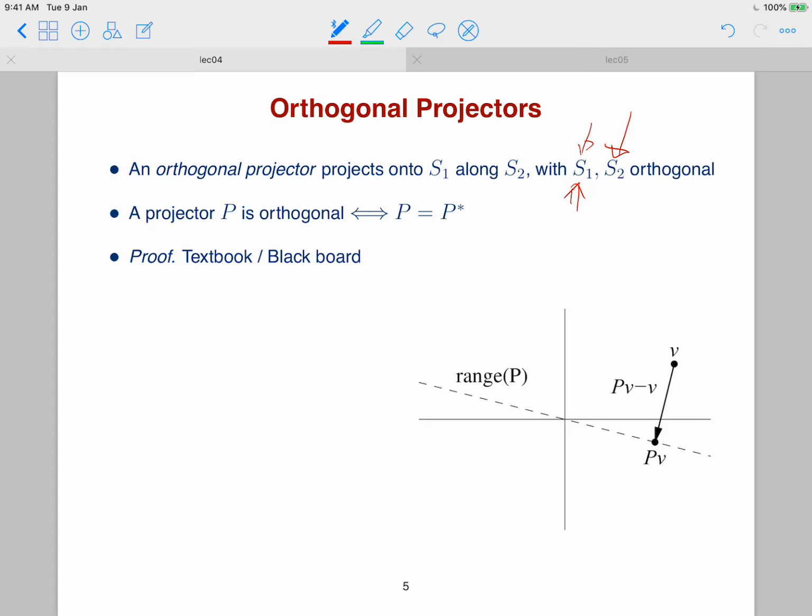For a general projector, we know that those two column spaces are complementary, which means that they have only the zero vector as an overlapping element, and their union is the entire Rn. But when they are orthogonal, they are not just non-overlapping, but also any vectors chosen from each of these two subspaces should have a 90 degree angle, right?